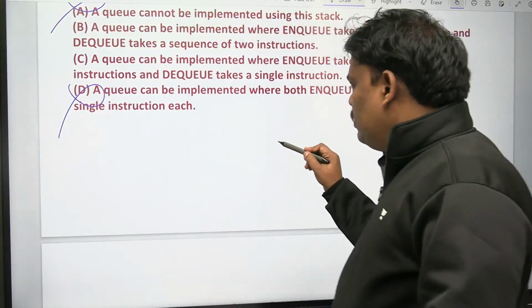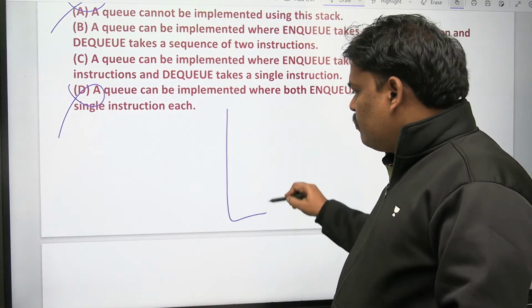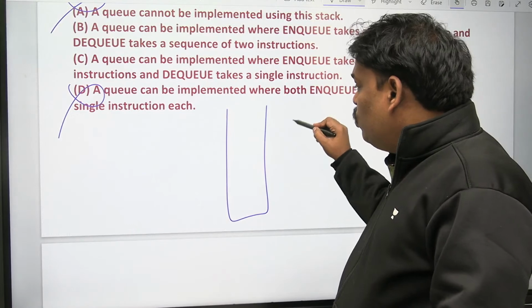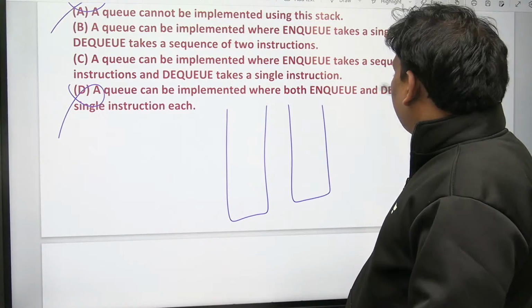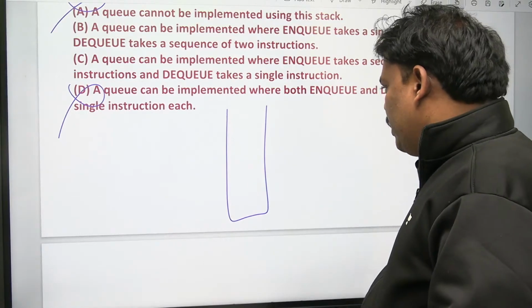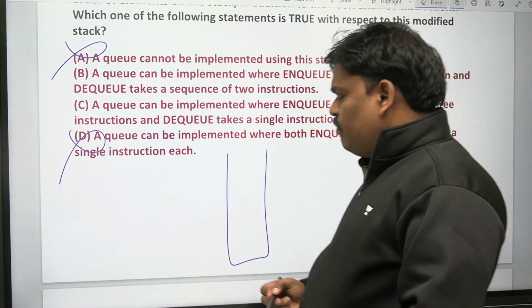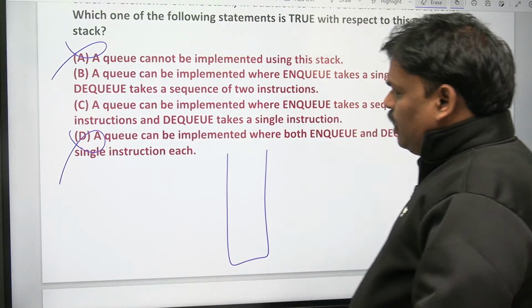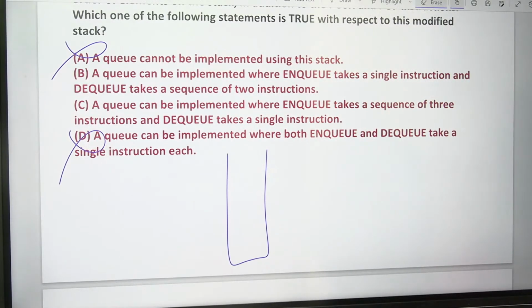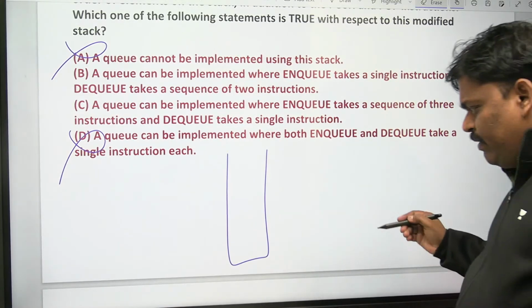Everyone listen now. You are implementing a queue using a stack. Actually, two stacks you have to take, but because reverse is possible, one stack is enough. See what I am doing. A queue can be implemented where NQ takes a sequence of three instructions and DQ takes a single instruction. If you want, you can verify. Now listen.